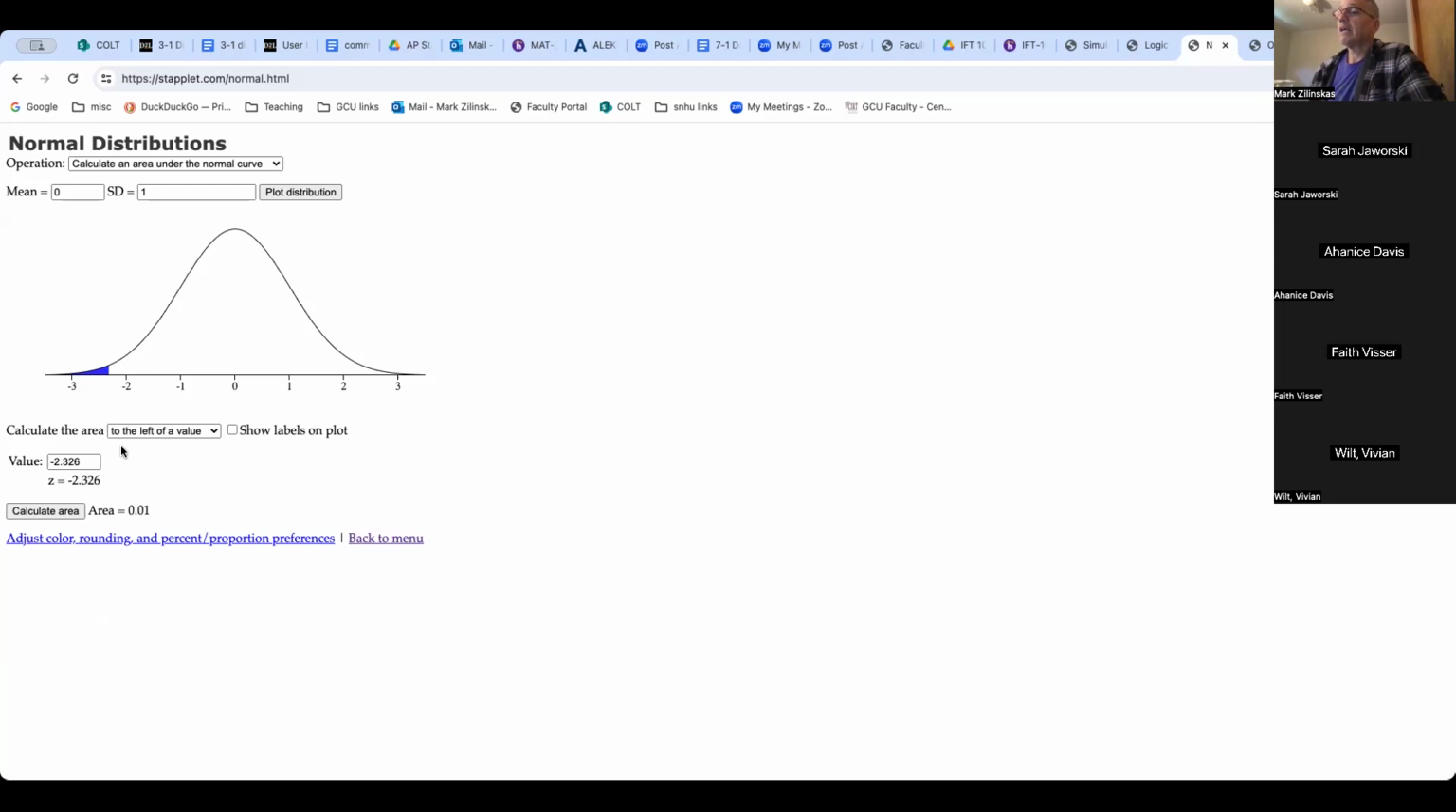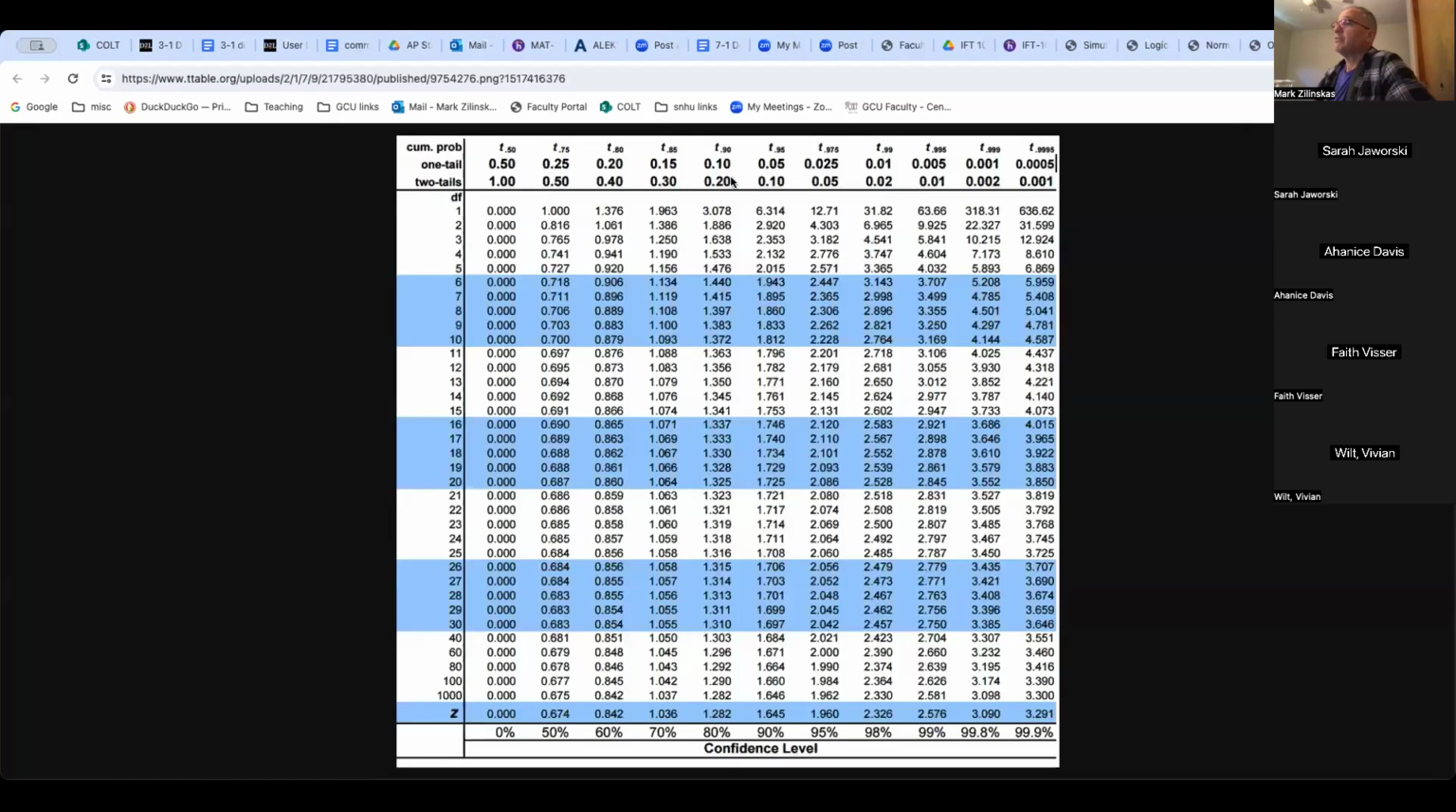Okay. So here again, if I was using this technique and I just used the chart, and I mentioned what did they do in 1940 or 1930 when there was no software, they would look up this value on the table.